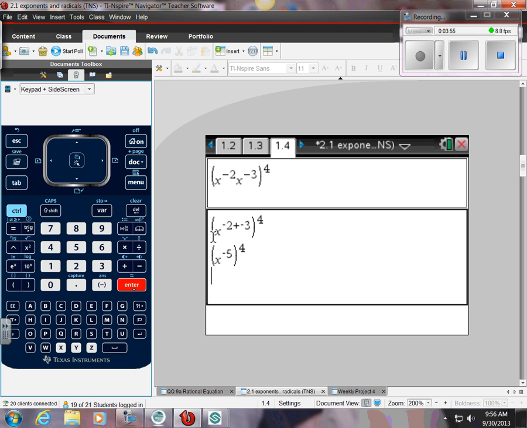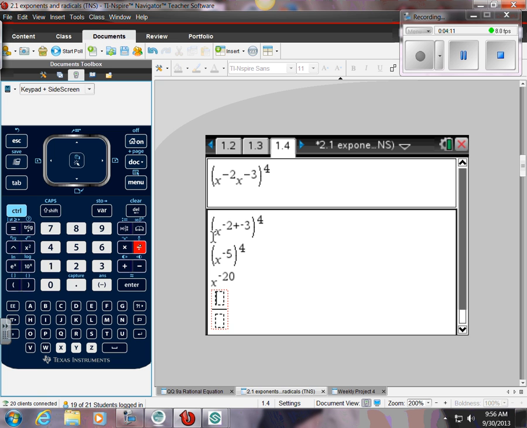Okay. Good. You multiply. And what is that when we multiply? Good. X raised to the negative 20th power. I don't like negative exponents. How do I fix it? 1 over x to the 20th. Great. Nice job. Feel okay with that? Not bad.